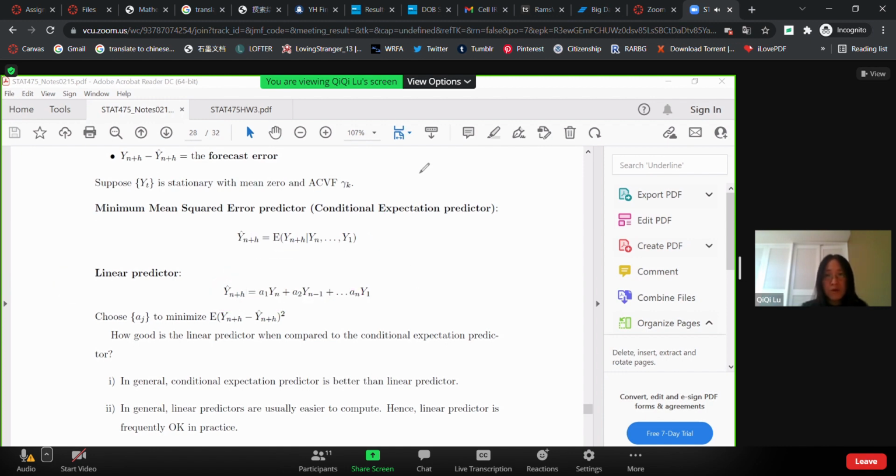One way we choose the coefficients, or the weights, for the linear predictor is to minimize the expectation of the forecast error squared. That's the mean squared forecast error, or mean squared prediction error. So we minimize this mean squared error, and then we can choose the coefficients for this linear predictor. So we have 2 ways to do the forecast.